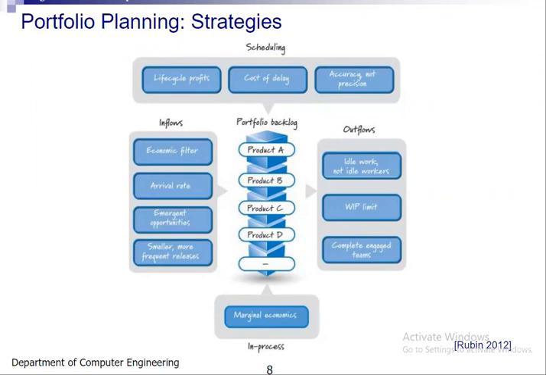Emergent opportunities. You know that whatever project is coming to you is going to give you a lot of profits and it has a great opportunity. So can you make any adjustment with the existing product, which is delaying the deployment of particular products, smaller, more frequent releases. Those are the inflows in portfolio backlogs, and the outflows are work, not idle workers. Work in progress limit, complete engaged team.